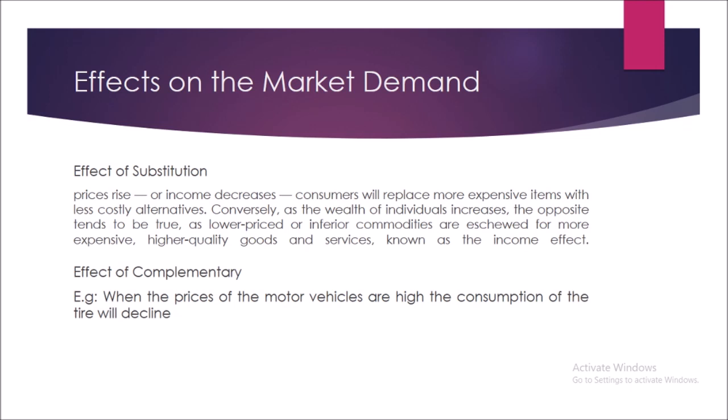Now when it comes to the effect of complementary, this is a simple explanation. When the prices of motor vehicles are high, the consumption of tires will decline. Why? Because to use the tires, you need to have the vehicles, right? When the vehicle price increases, people tend to reduce their demand for vehicles, so they won't buy vehicles, and they don't have any need for tires, so the tire demand would decrease, right? So this is what is happening in the effect of complementary, right?